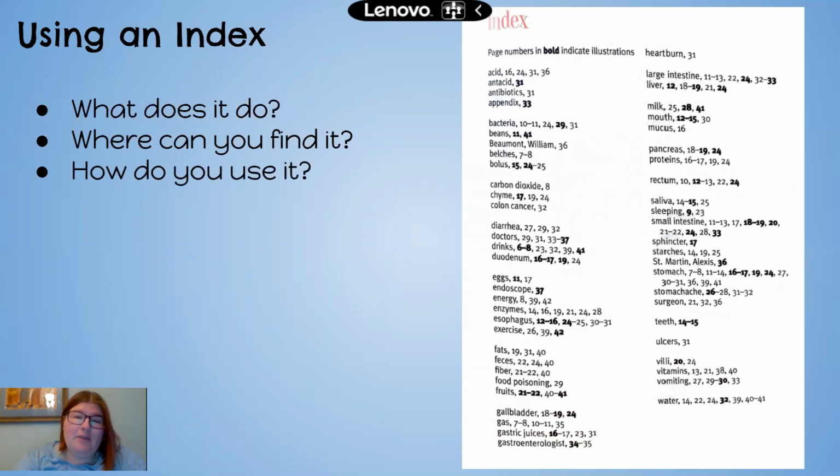And how do I use it? Whenever I want to find something, it always goes in ABC order. So acid, antacid, antibiotics, appendix. Even though they all start with A, they are in ABC order by the second letters that they have.